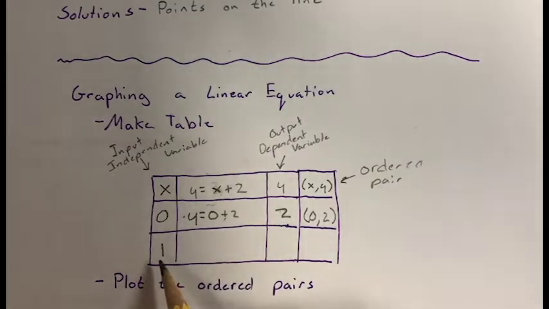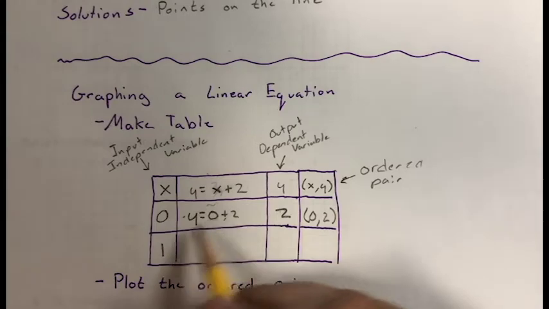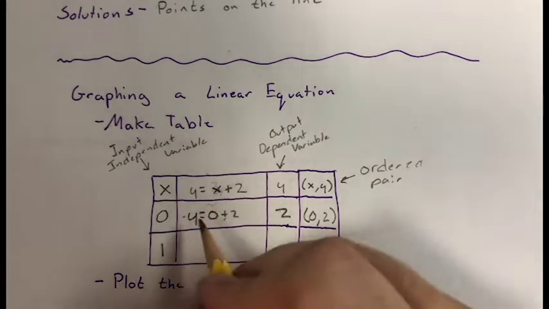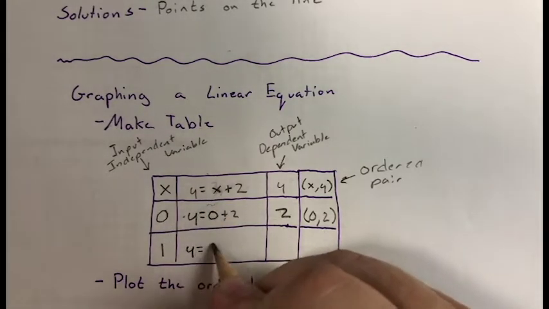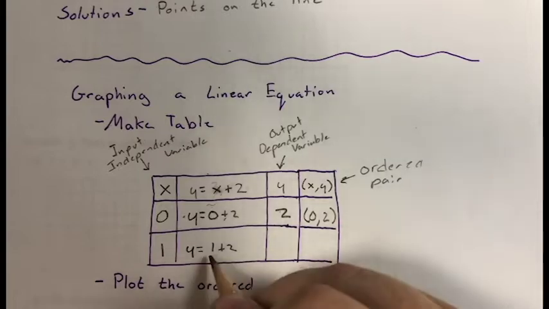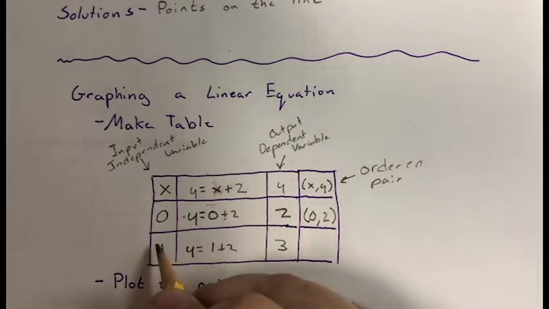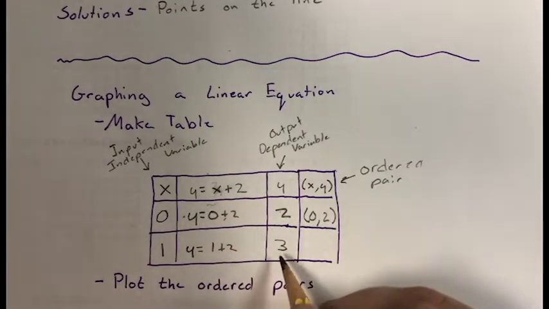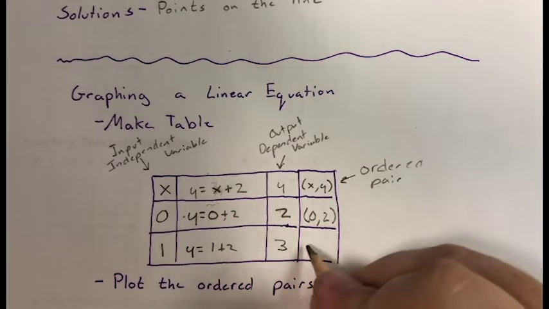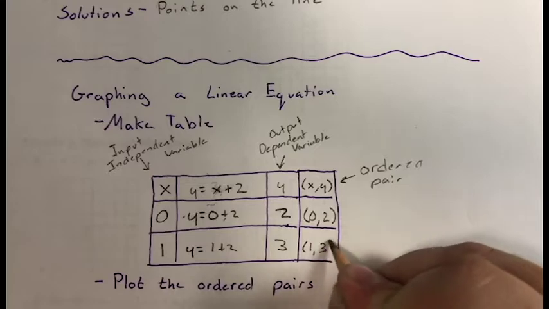Again, did it matter what number I used? No, I just did 0 and 1 because, hey, I like those numbers. So I plug 1 in place of x. Y is equal to 1 plus 2. Well, what's 1 plus 2? It's 3. So my input was the number 1, and it gave me an output of 3. So my ordered pair for this would be 1 and 3.